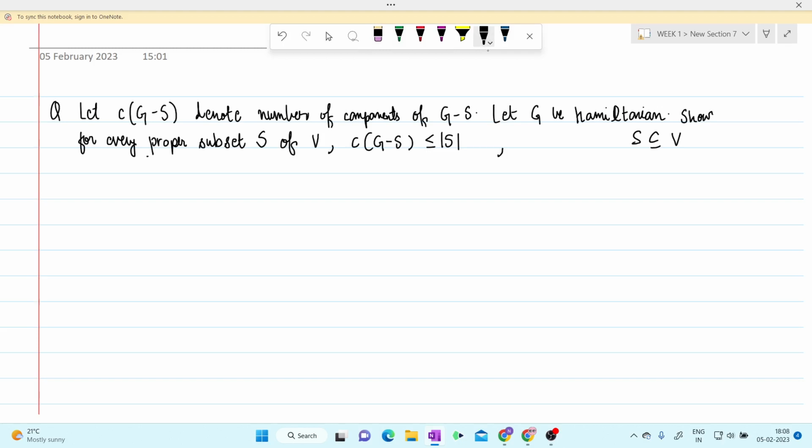Yes, ma'am. I took one example of a connected graph, and I remove one vertex from it. Then it becomes a two-component graph of G, but I showed that the number of components is less than or equal to that subset of vertices. So you mean that you saw with some example that this is true. Yeah, that is fine.